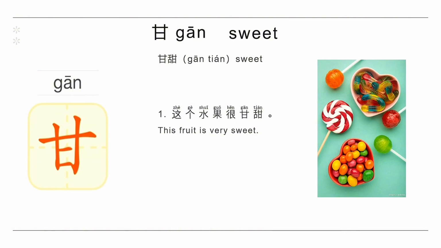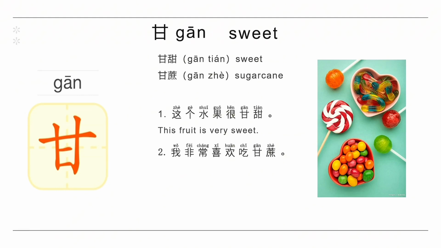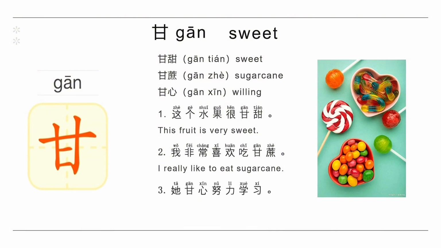Sugarcane, 甘蔗. 我非常喜欢吃甘蔗. I really like to eat sugarcane. It can also be used in the figurative sense. 甘心, 甘 sweet, 心 heart, which means to be willing to do something. 她甘心努力学习. She is willing to study hard.